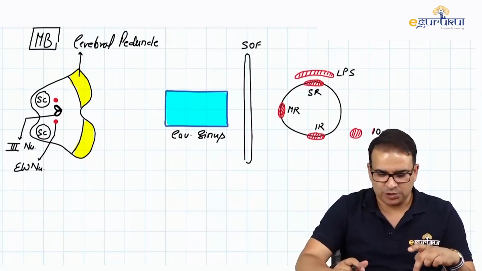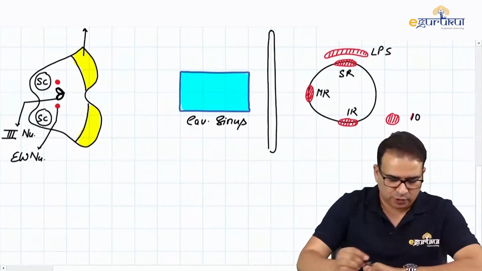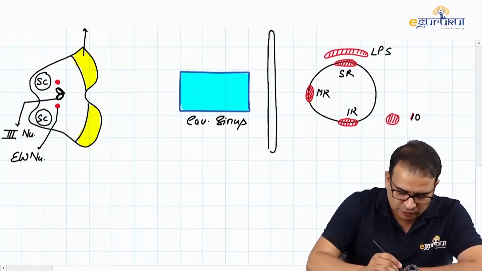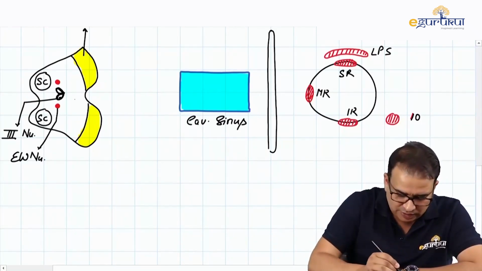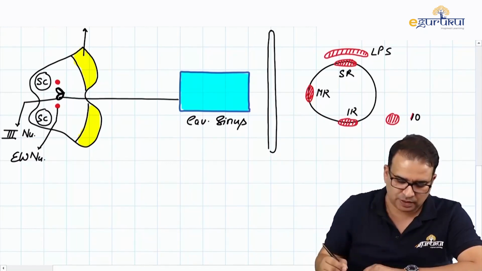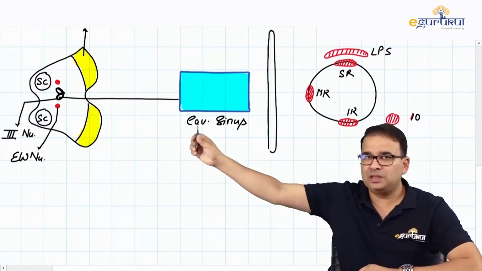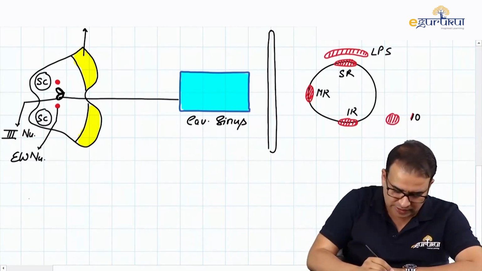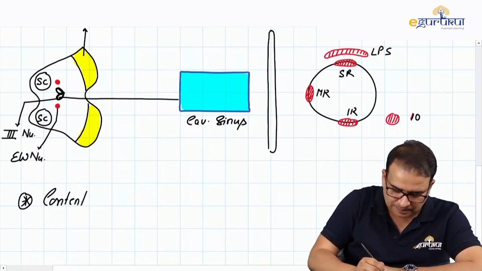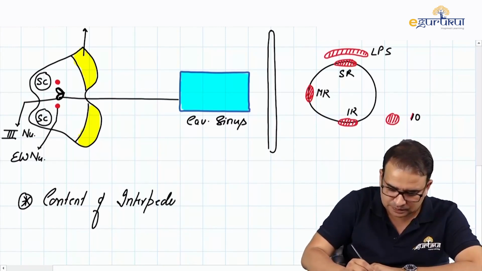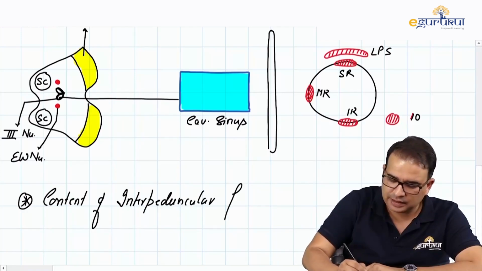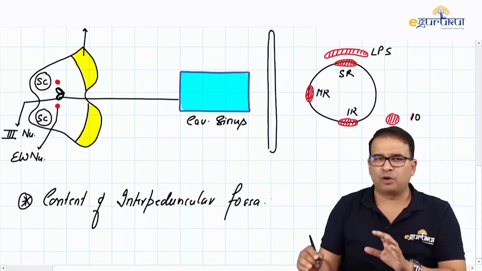How does the third nerve originate? Originating from the third nucleus, when the third nerve first comes out, it comes out on the fossa called the interpeduncular fossa. When the third nerve comes out, it is coming out from between the two peduncles. So the first point to be noted here is that the third nerve is the content of the interpeduncular fossa, which has a very important significance.